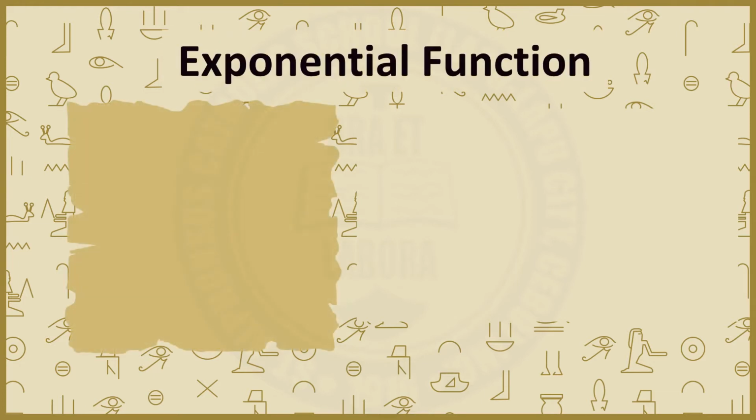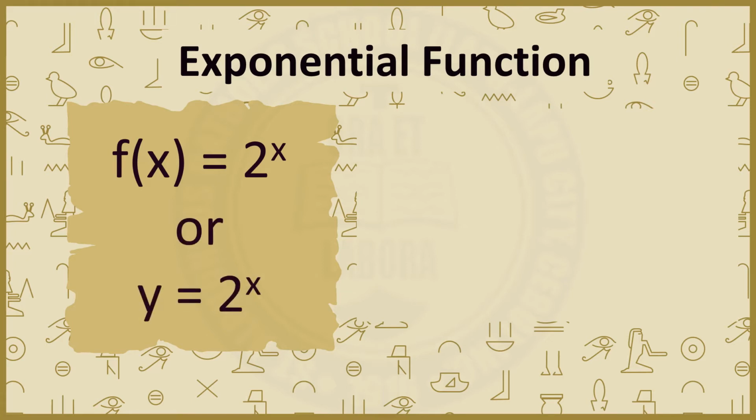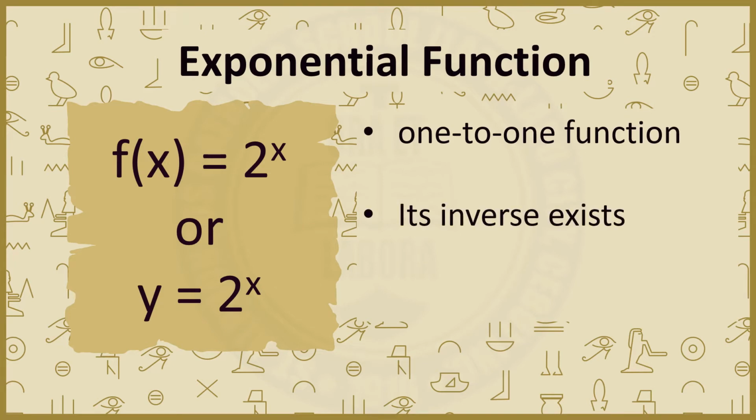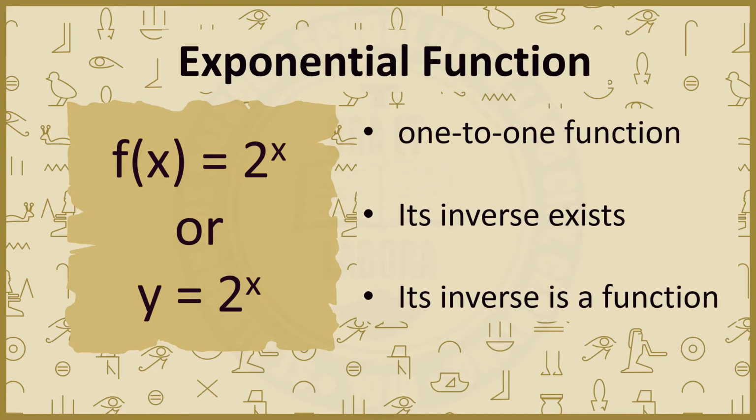In our previous discussion, it has been established that the exponential function f of x is equal to 2 raised to x, or y is equal to 2 raised to x, is increasing throughout its domain. Thus, the exponential function is a one-to-one function, and its inverse exists. Consequently, its inverse is also a function.